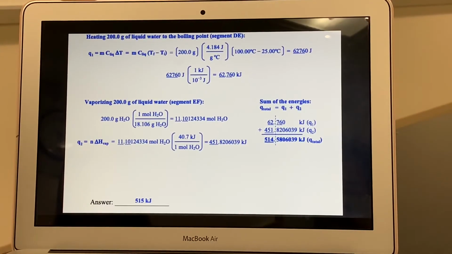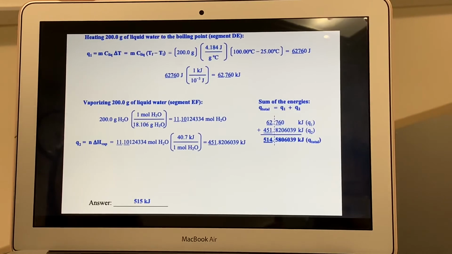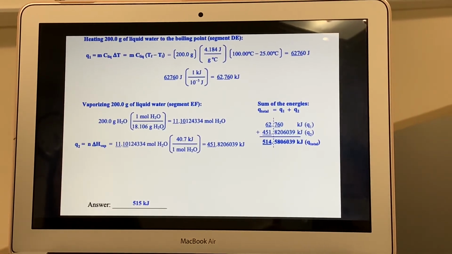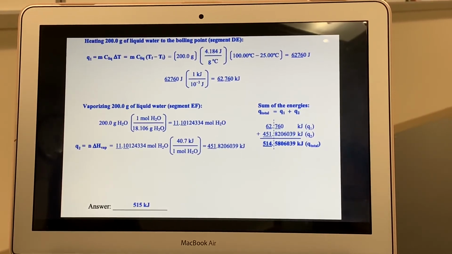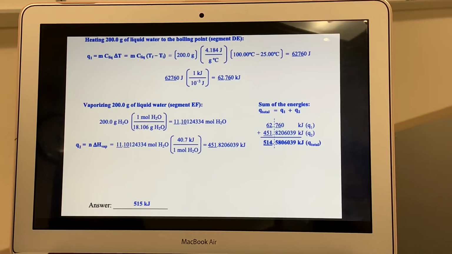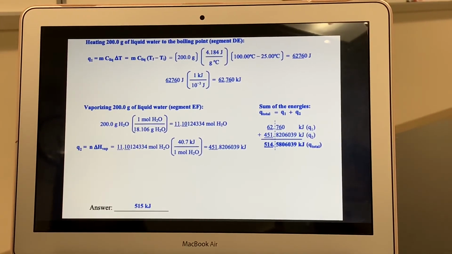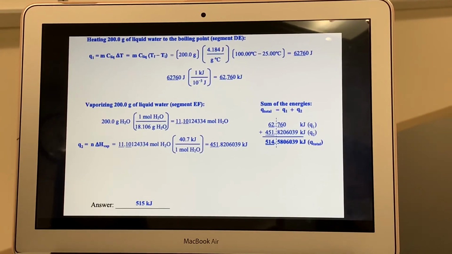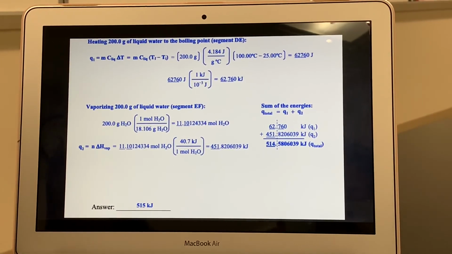So we use what we learned in segment 3 and find out how much heat is needed for 200 grams of liquid water to reach its boiling point. And we should get around 62.760 kilojoules. And then we find out the amount of energy required to vaporize 200 grams of liquid water, which should get us around 451 kilojoules. We add all these energies together, and our answer should be about 515 kilojoules.